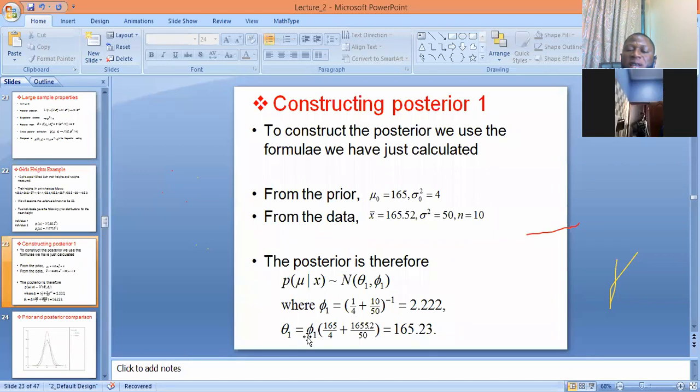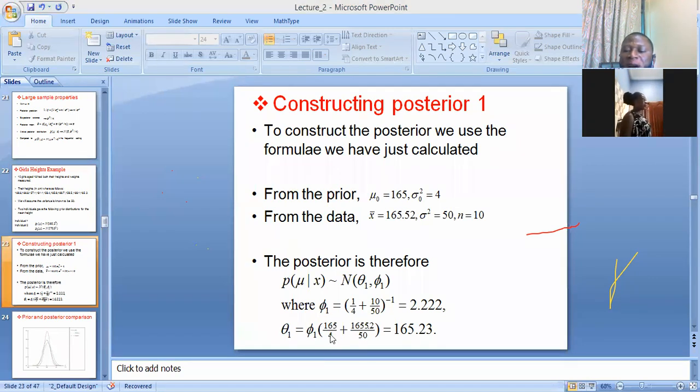The mean is equal to the variance, multiplied by the mean of the prior divided by the variance of the prior, plus the summation of the data values divided by the variance of the data. And if you do these computations, you are going to get 165.23, representing the mean of the first individual.